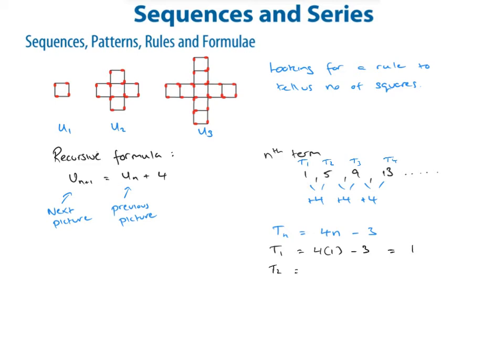So T2 is equal to 4. My n is now 2 because it's the second term, minus 3. And if you work that out, you get 4 times 2, which is 8. 8 take away 3, which is 5. Happy days. I'm going to do one more, and we'll finish with this one.